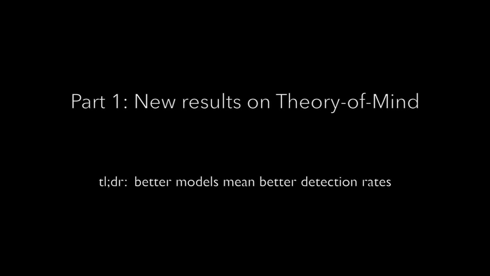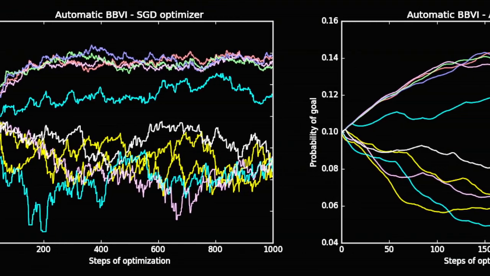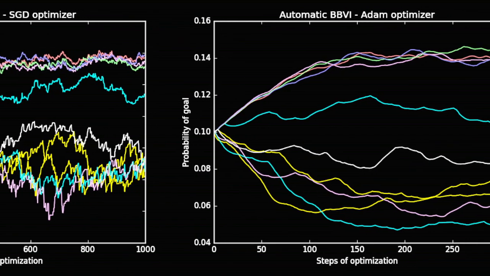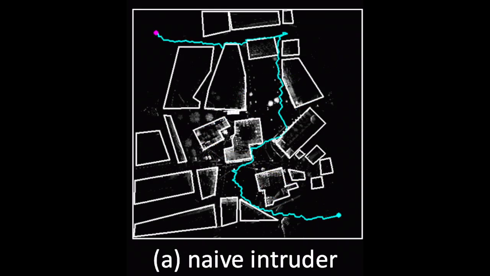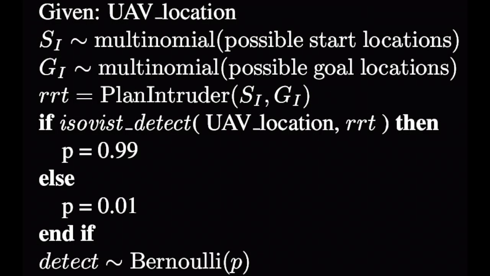So we have some new results that we'd like to share on our theory of mind work. The short story is better models, or better detection rates. Last time we talked about some convergence results that showed that our probabilistic programming framework could successfully infer a wide variety of things. Today I'll tell you a little bit more about the intruders. We start with the naive intruder that just goes from point to point, upper left-hand corner to the lower right-hand corner. Doesn't reason about the fact he's being chased by a UAV.